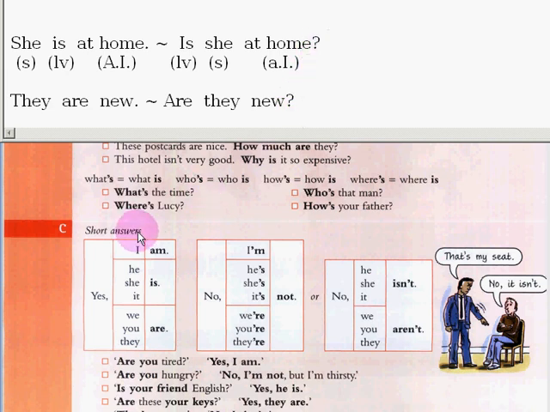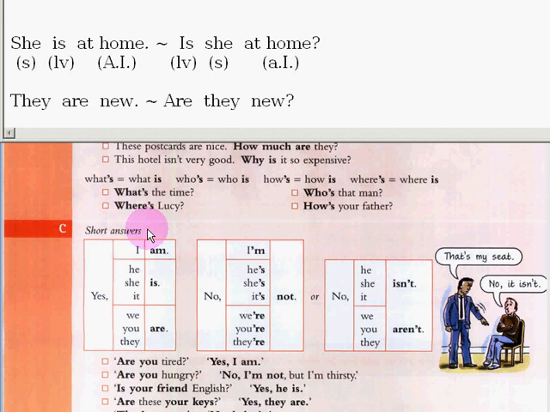For example, you have, yes, I am. Yes, he is. Yes, she is. Yes, it is. Or, yes, we are. Yes, you are. Or, yes, they are. Take note, these are positive answers.